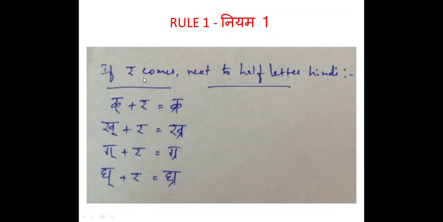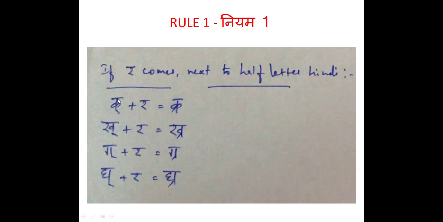If Ra comes next to a half letter. This is a Hindi half letter. How do you pronounce it? If you put this halant, which is the halant symbol, ka becomes k. If Ra comes next to this half letter, with the halant, the ka becomes a half letter. It is not a full letter now.